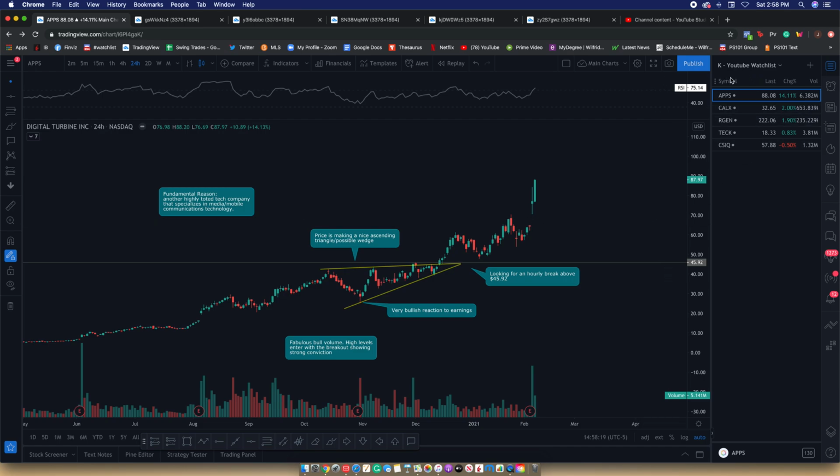So today I will be covering the 5 tickers you see on the right hand side of your screen: APPS, CALX, RGEN, TECK, and CSIQ. So let's get right into it here. APPS is the first ticker that I traded, or that we'll be looking at today.